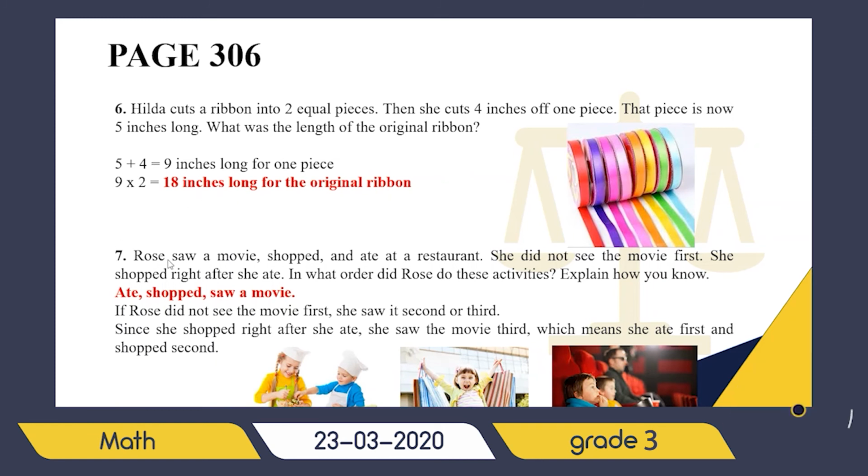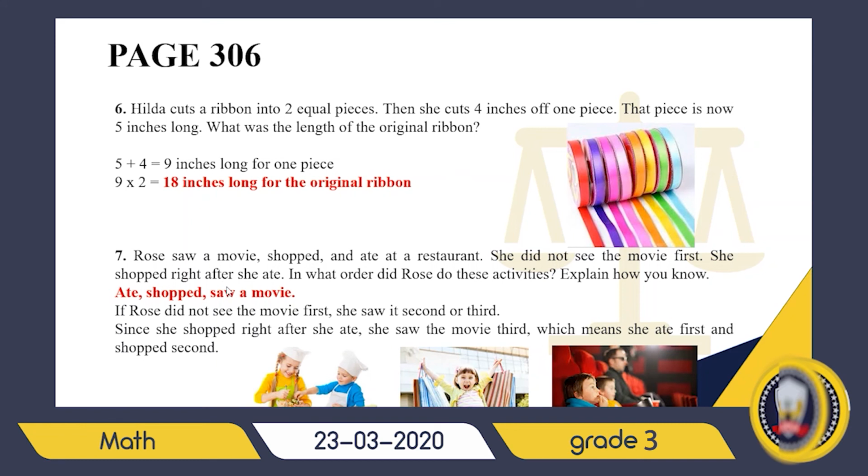It says Rose saw a movie, shopped and ate at a restaurant. She did not see the movie first. She shopped right after she ate. In what order did Rose do these activities? Explain how you know. First of all, we can say this one. Right after she ate, she shopped. So it means first of all she ate and then shopped.